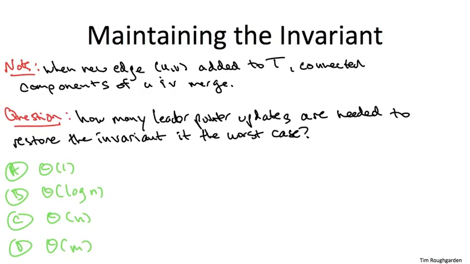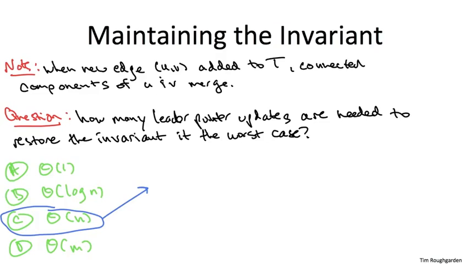So to make sure you're clear on this important problem, let me ask you the following question. Consider the case when at some point in Kruskal's algorithm a new edge is added and two connected components fuse into one. Now to restore the invariant, you have to do some leader pointer updates. In the worst case, asymptotically, how many leader pointer updates might be required in order to restore the invariant?